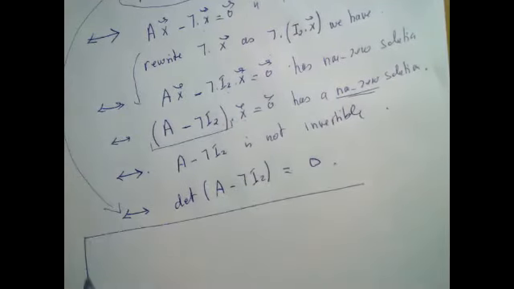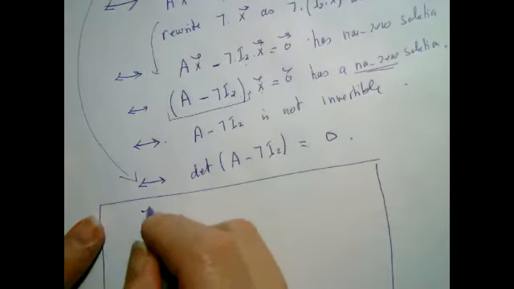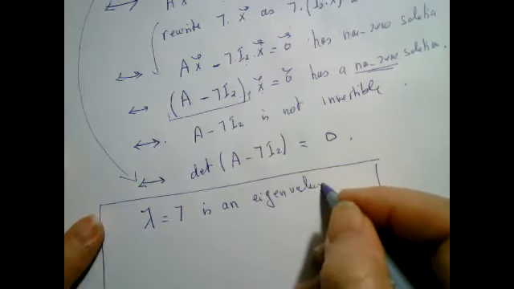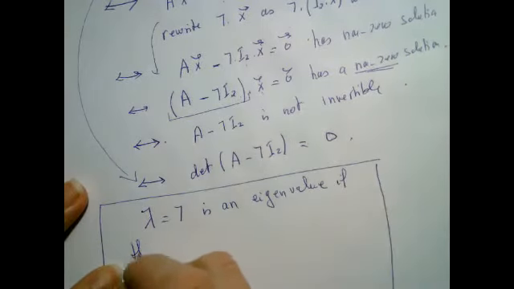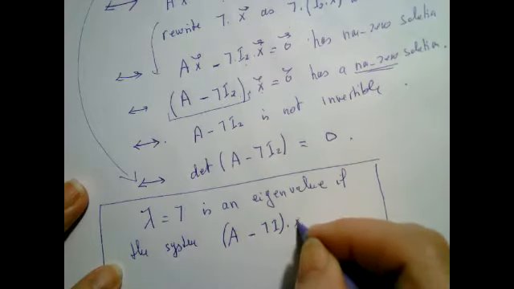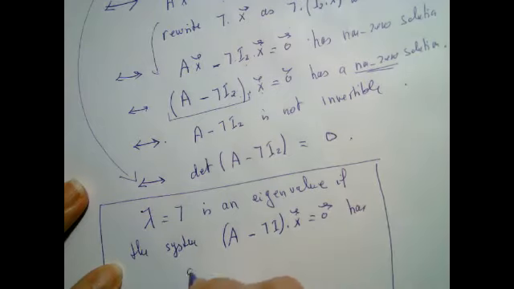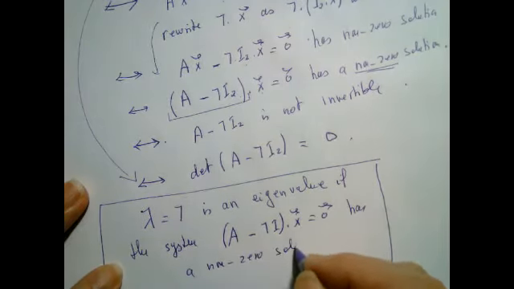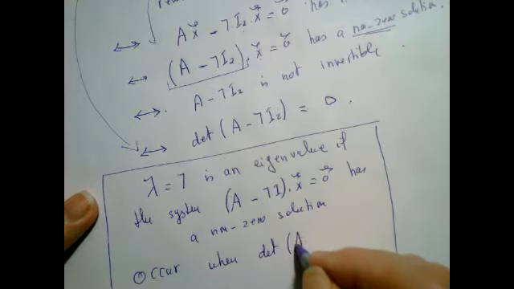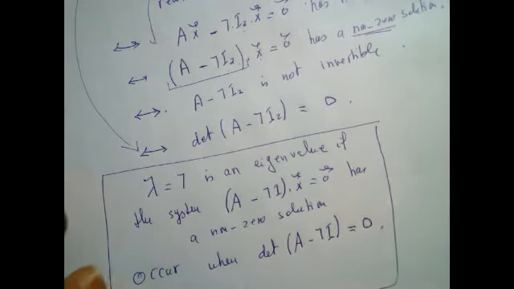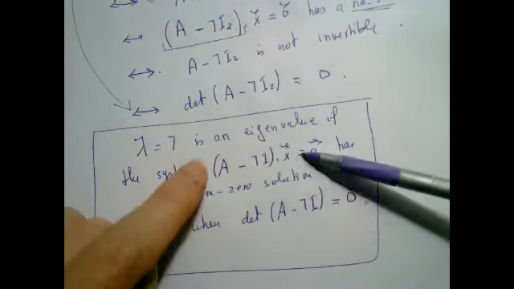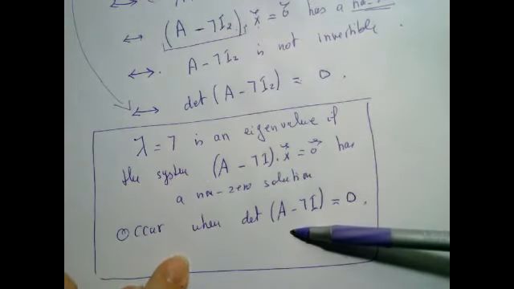So now let's write this down clearly here. Let me summarize what we said. Lambda equal to 7 is an eigenvalue for A if the system A minus 7I times X equal to 0 has a non-zero solution, which occurs when the determinant of A minus 7I is equal to 0. So lambda equals 7 is an eigenvalue if I can find a non-zero solution for that. But when can I find a non-zero solution? I can find one when the determinant is equal to 0.